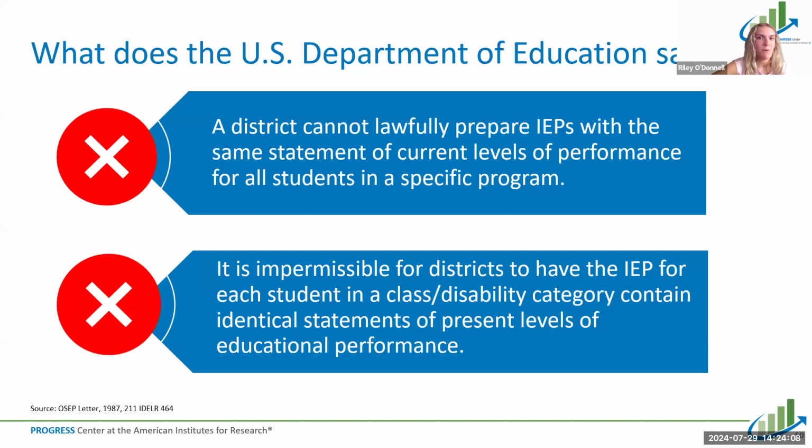And lastly, what does the U.S. Department of Education say about the PLAF statement? First, they say that a district cannot lawfully prepare IEPs with the same statement of current levels of performance for all students in a specific program. Again, it must be unique to the child and the child's needs. And it is impermissible for districts to have the IEP for each student in a class or disability category contain identical statements of present levels of educational performance. This is important, again, because we don't want those copy and paste IEPs, and it's why it's important to take the time to really understand and know the student before going into the IEP team meetings to develop these PLAF statements and the rest of the IEP.